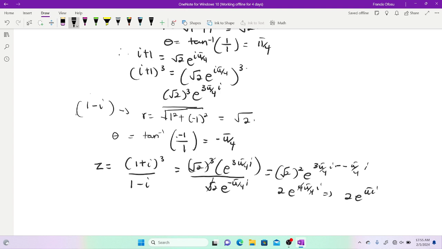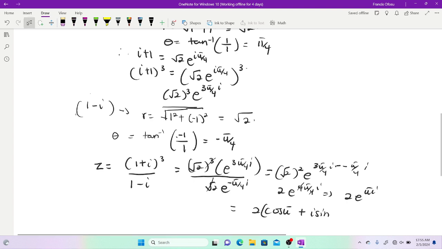The 4 will cancel 4. And our expression is the same as 2, that is the r, out, cos pi plus i sine pi. And that is the solution for our given problem.